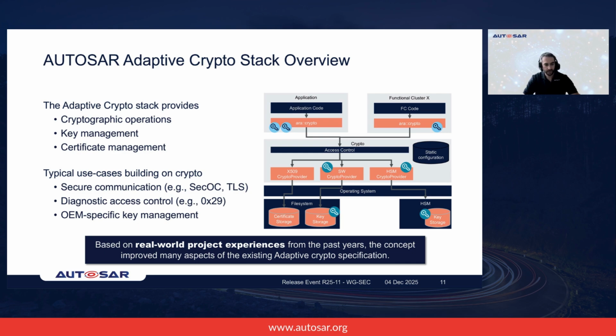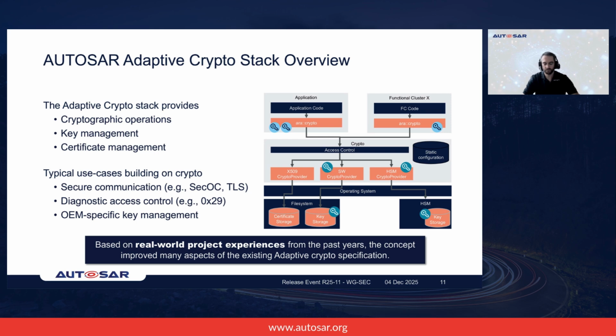On the right-hand side, you can see the architecture of the functional cluster crypto. In the middle, you can see the functional cluster cryptography. In this example, we have three providers: an X509 crypto provider, a software crypto provider, and an HSM crypto provider. We can see on the lower part that they map on two different resources. The operating system can provide a file system, which can serve as certificate storage and key storage. But on the other hand, you can also have a dedicated HSM if your hardware supports that, which can also act as key storage.